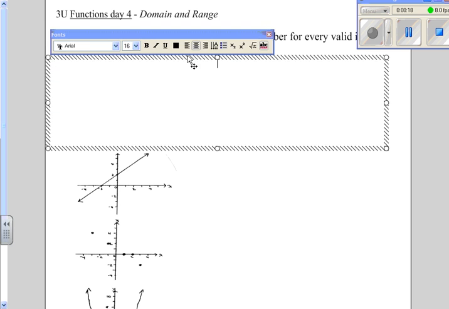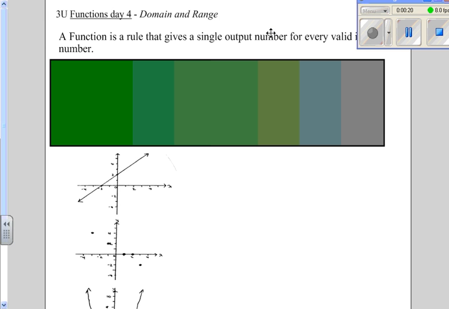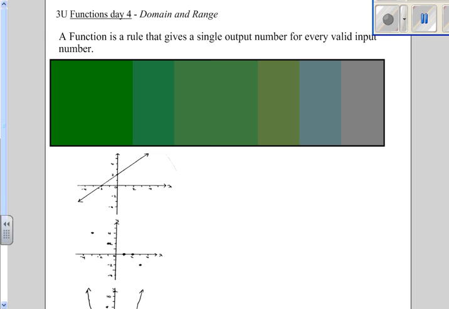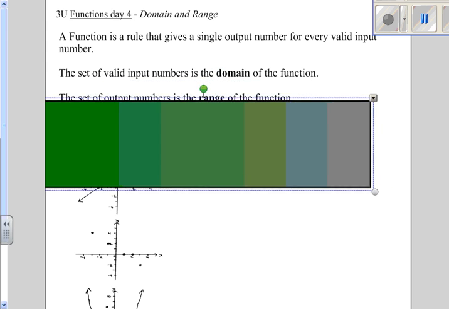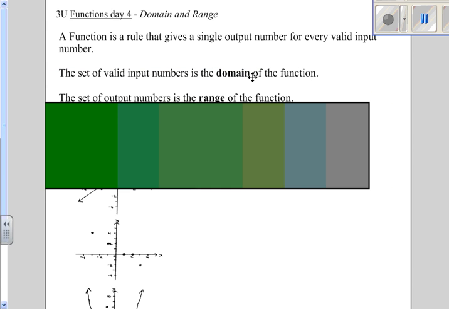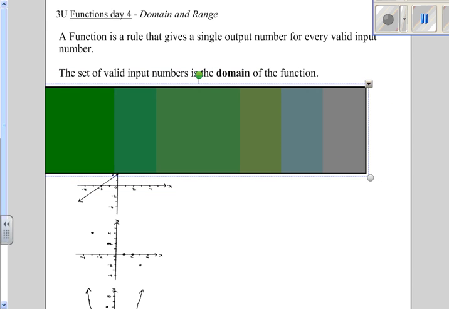First of all, we talked to you about what the definition of a function is. It is a rule that gives a single output number for every valid input number. Domain we gave you as a definition. The valid input numbers, or your X values, are your domain. The word valid is important as well.